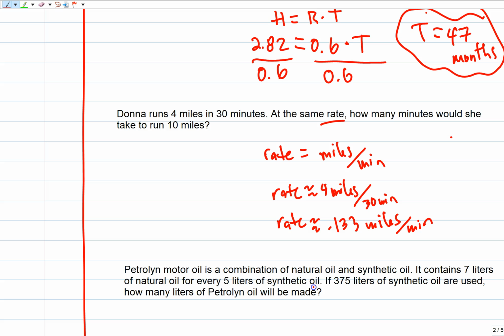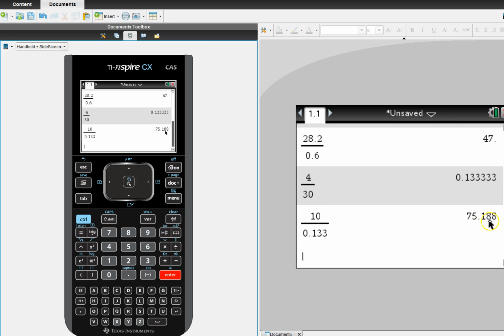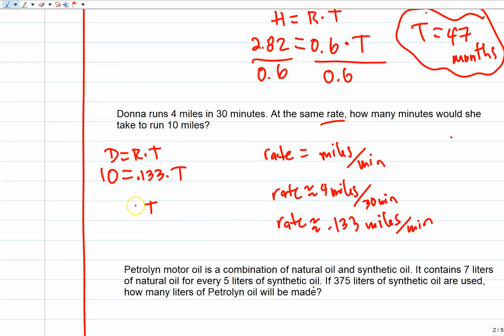Well, then how long would it take for her to run 10 miles? Well, I can take 10 miles, and go, the distance is 10, is her rate, times what time? So I can divide the 10 by 0.133 and get the time. 10 divided by 0.133. About 75.18, 75.19. So that's how many minutes it would take her.